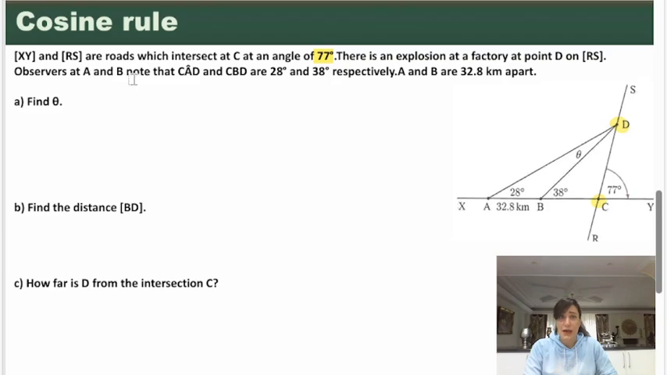Observers A and B note that CAD is 28 and CBD is 38, respectively. A and B are 32.8 kilometers apart. Part A asks to find theta.